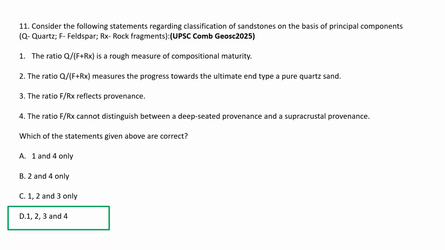The statements which are correct regarding the classification of sandstones are all of them. The ratio Q by F and Rx is a measure of compositional maturity, and it also measures the progress towards the ultimate end type of pure quartz sand. The ratio F by Rx reflects the provenance, and it cannot distinguish between a deep-seated provenance and a supracrustal provenance. So D is the correct option. All of 1, 2, 3, 4 are correct.